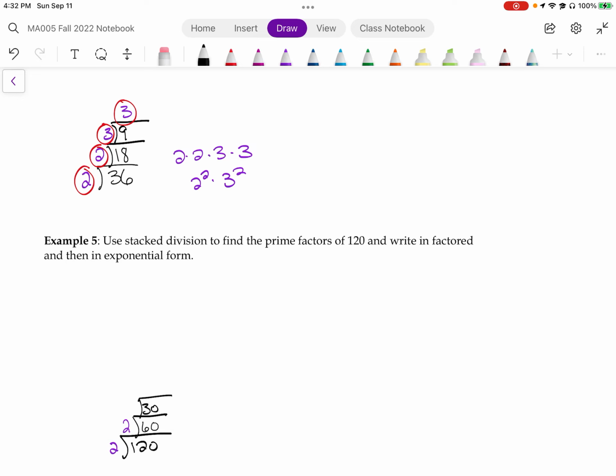Right, let's do it again. Does 2 go into 30? Yes, it does. How many times? 15. All right, how many times? 15. All right, does 2 go into 15?